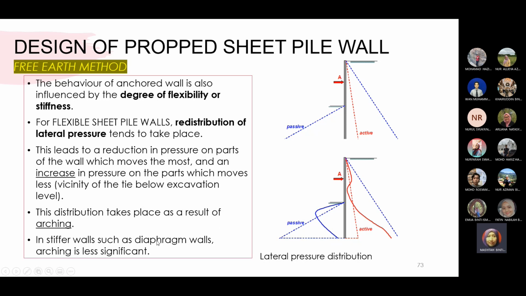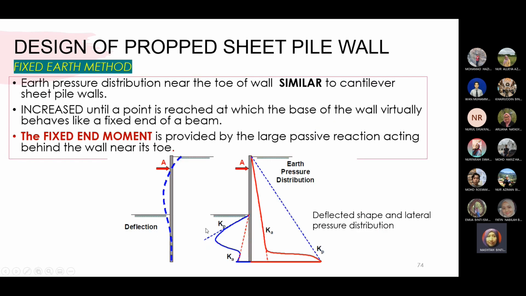If you have diaphragm walls, then we can ignore it because it is not very significant. In terms of the design for the fixed earth method, the earth pressure distribution near the toe of walls is similar to cantilever sheet pile walls. It increases until a point is reached at which the base of the wall virtually behaves like a fixed end of a beam.